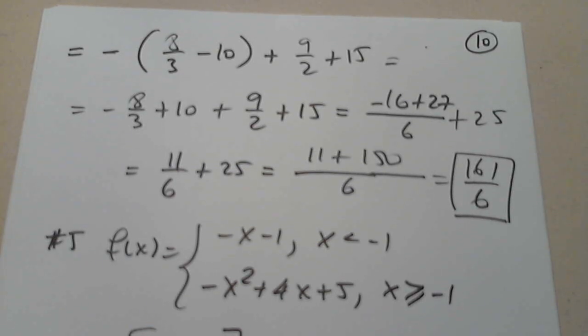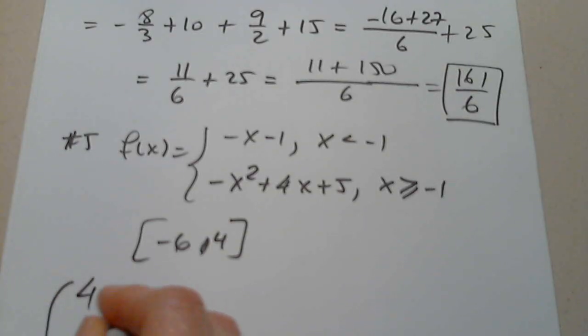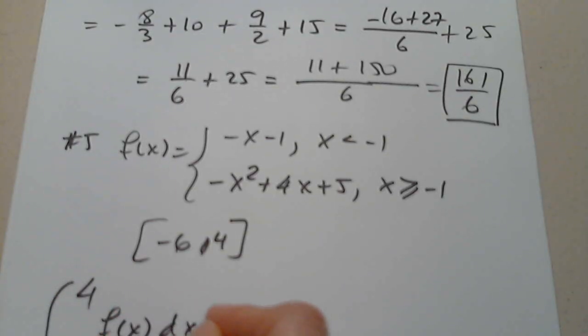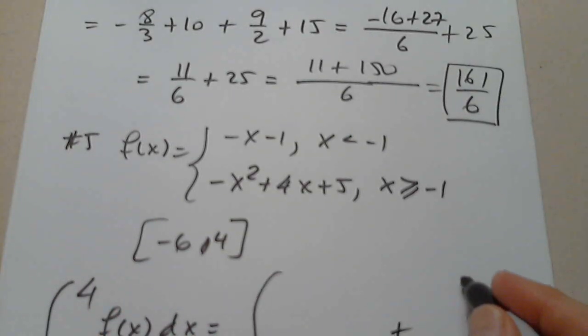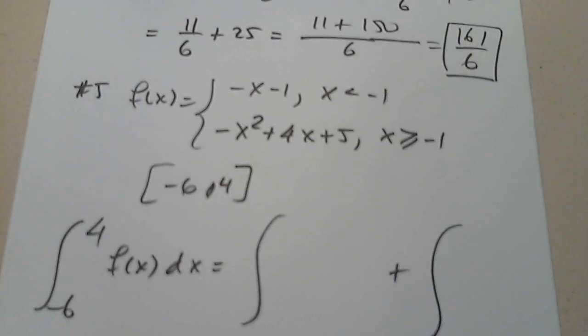Okay. So in order to determine the integral from negative 6 to 4 of f of x dx, we realize that we have to add two integrals. Can anyone help just get us started? The integral from what to what?